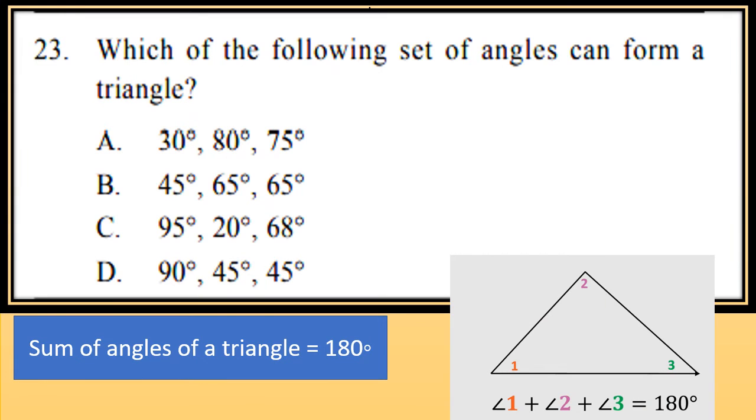Which of the following set of angles can form a triangle? Now sum of angles of a triangle is 180 degree. See in this example, angle 1 plus angle 2 plus angle 3 is 180 degree. So from option A, B, C, D, choose which set of angles will give the sum 180 degree.